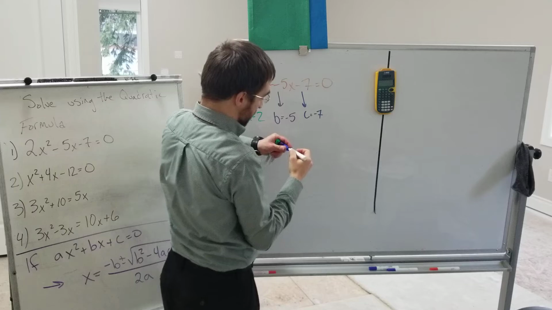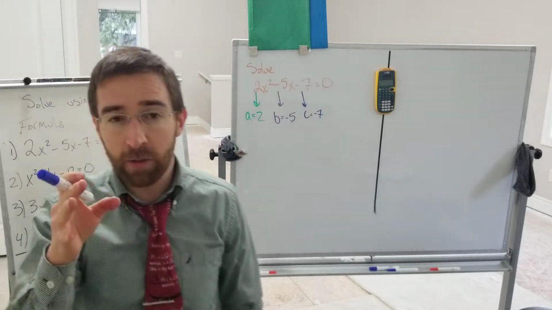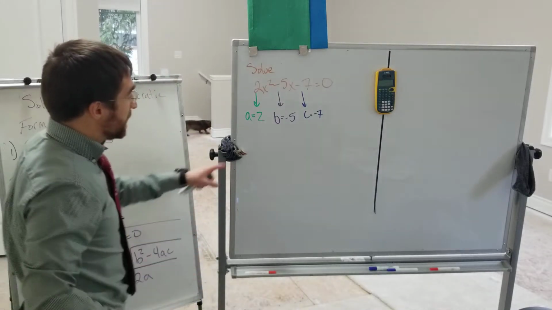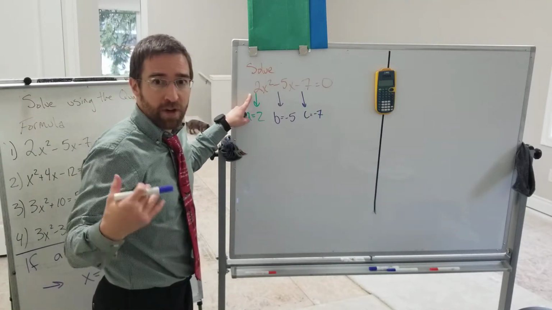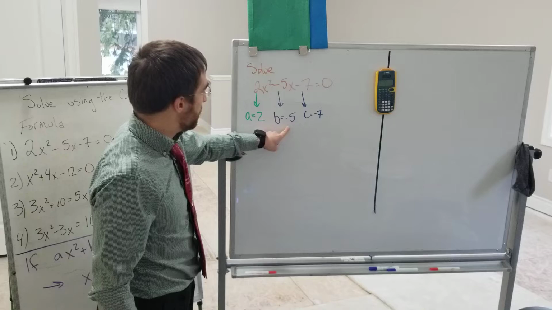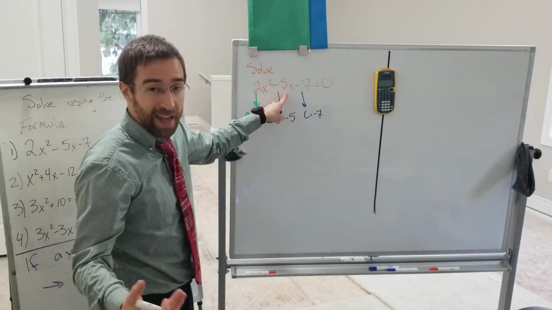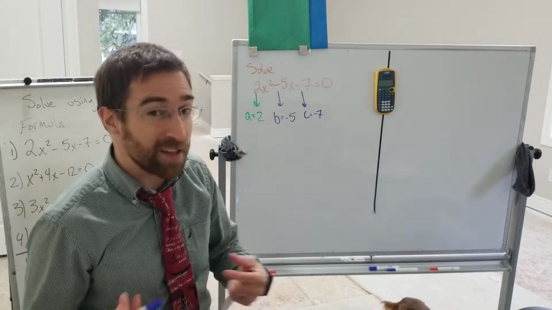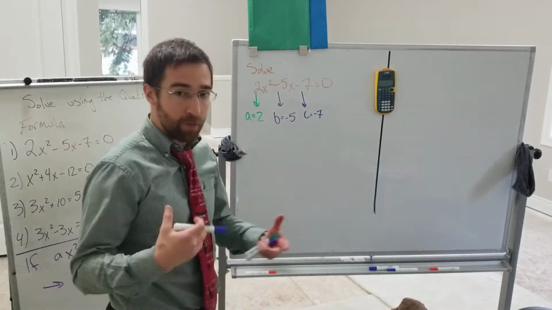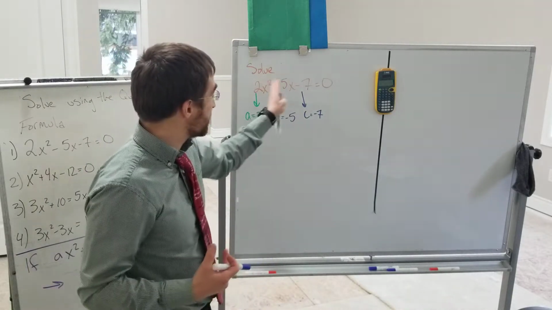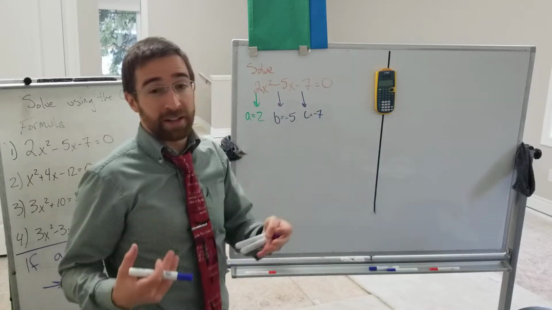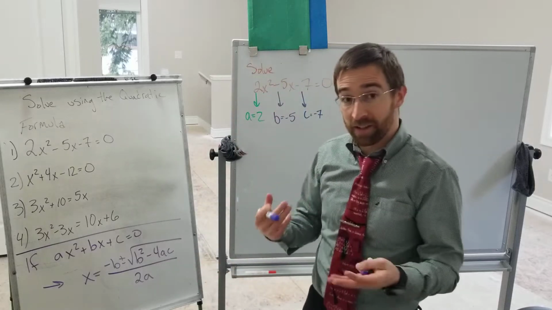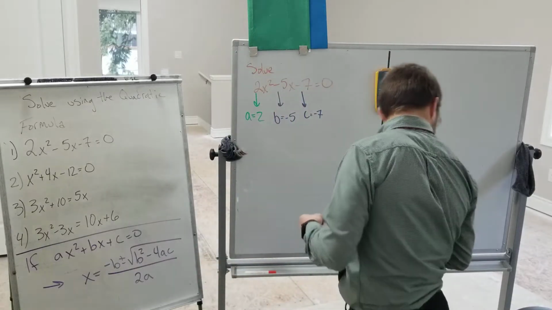Notice, it's not always a is the first one, b is the second one, c is the third one. It's always a is the coefficient, or the number multiplying by the x squared. B is always the number multiplying by the x, or the coefficient for the x. C is always the constant, or the number that doesn't have an x on it. Right? That's how to remember it. It might not always be written in this order, so you got to identify like a is times x squared, b is times x, c is the constant, the number without an x.